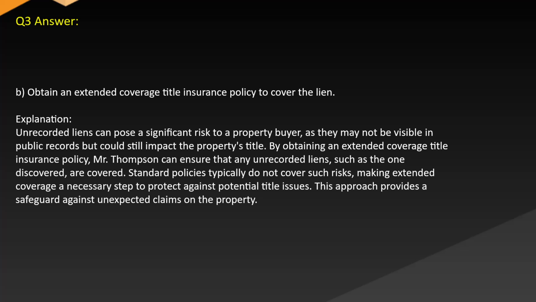Answer B. Obtain an extended coverage title insurance policy to cover the lien. Explanation. Unrecorded liens can pose a significant risk to a property buyer, as they may not be visible in public records but could still impact the property's title. By obtaining an extended coverage title insurance policy, Mr. Thompson can ensure that any unrecorded liens, such as the one discovered, are covered. Standard policies typically do not cover such risks, making extended coverage a necessary step to protect against potential title issues. This approach provides a safeguard against unexpected claims on the property.